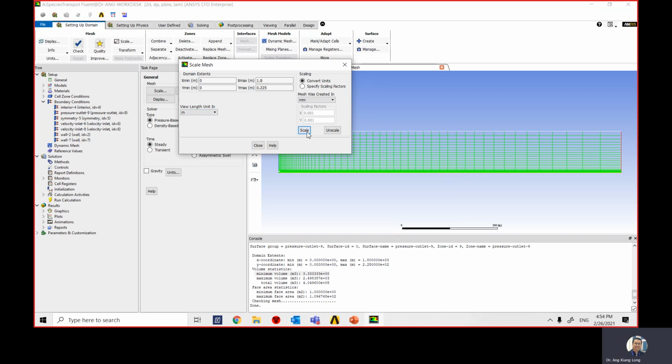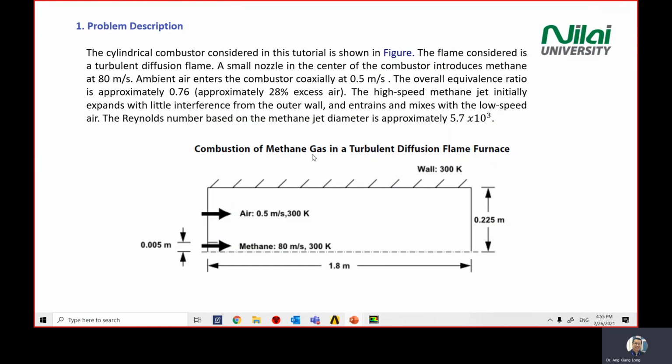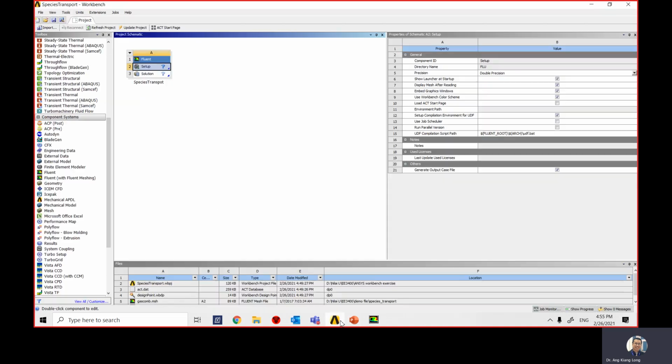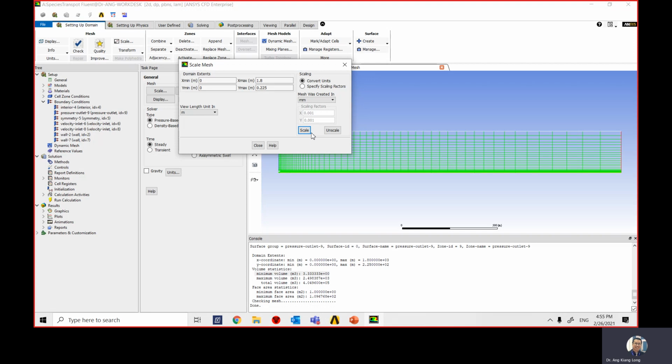So you see, when you click the scale, the dimension will come to X max, which is here to here, will be 1.8 meter. And the Y from here to here will be 0.225, which is meeting our dimension in our problem here. So 1.8 for your X, 0.225 for your Y here. Okay, let's continue with our simulation. Once the dimension is correct, click close.